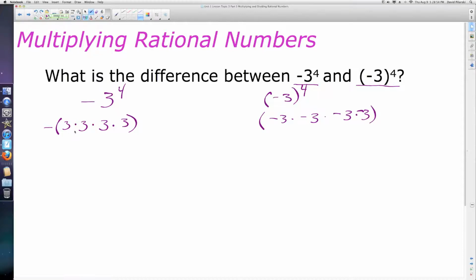So in this case, 3 times 3 is 9, 3 times 3 is 9, and 9 times 9 is 81. This would give us a negative 81. And this, negative 3 times negative 3, is positive 9. Negative 3 times negative 3 is positive 9, and 9 times 9 is 81. This evaluates to give us a positive 81. Now, when you write this and think this, that's kind of okay, but if using a calculator, you have to put the negative number in parentheses when raising it to a power. You have to put, especially when using a calculator, a negative number in parentheses when raising it to a power.